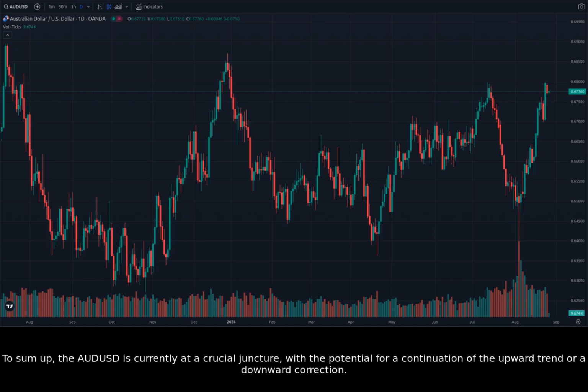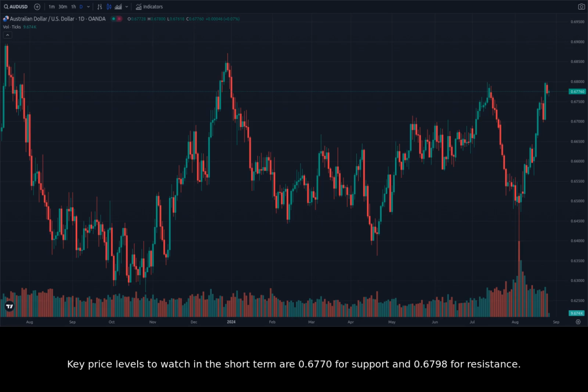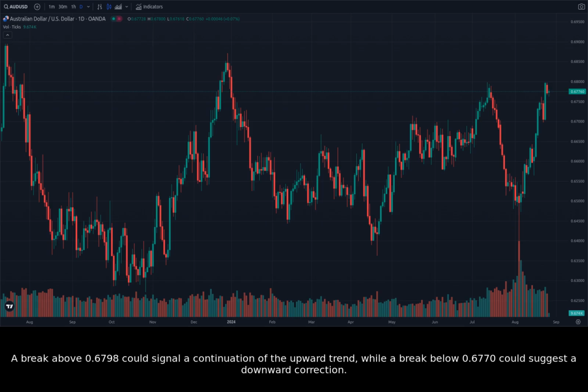To sum up, the AUDUSD is currently at a crucial juncture, with the potential for a continuation of the upward trend or a downward correction. Key price levels to watch in the short term are 0.6770 for support and 0.6798 for resistance. A break above 0.6798 could signal a continuation of the upward trend, while a break below 0.6770 could suggest a downward correction.